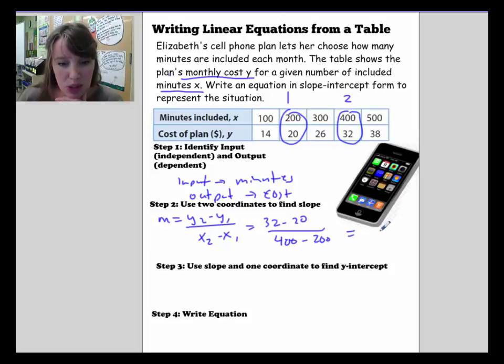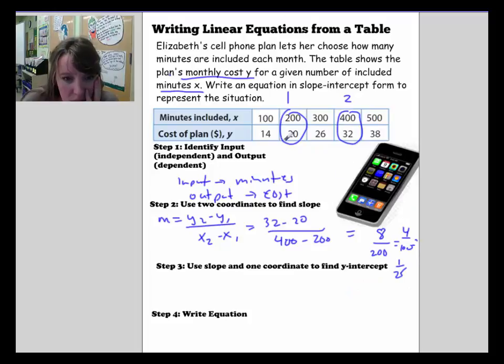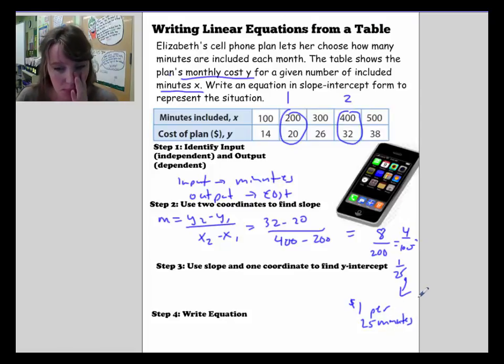Okay, so that's going to be 8 over 200, which divided by 2 is 4 over 100, which is 1 over 25. Okay, so does that make sense to us? So this is $1 per every 25 minutes. Okay, that makes sense. So $1 for every 25 minutes.